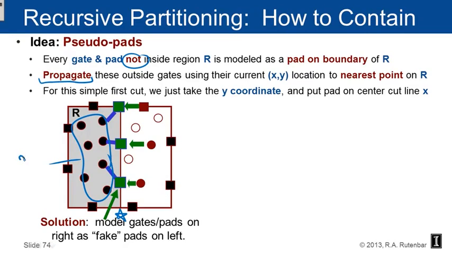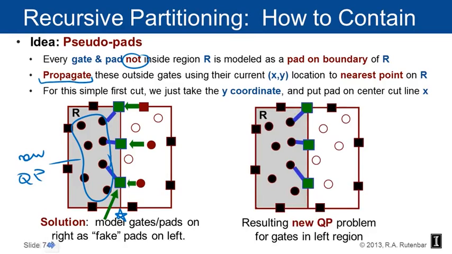when we do a new quadratic placement, there is some effect. The gate on the top right is being pulled to a pad on the top right because that's where the real pad is. And the gates in the middle are being pulled to the rightward boundary because there are pads there that pretend to be like the gates that they are connected to, only those pads aren't moving. So this is what you get, the resulting new quadratic placement problem for the gates in the left-hand region.